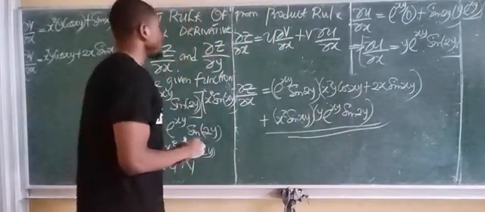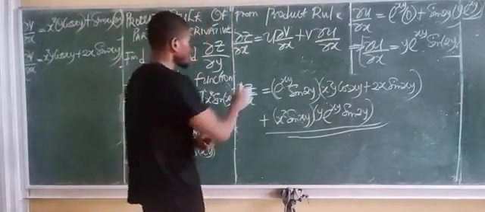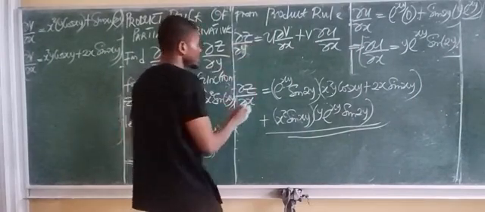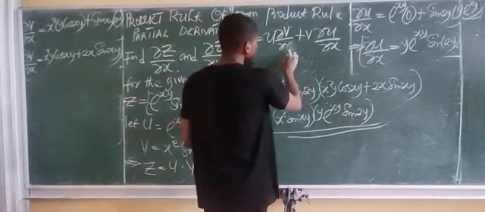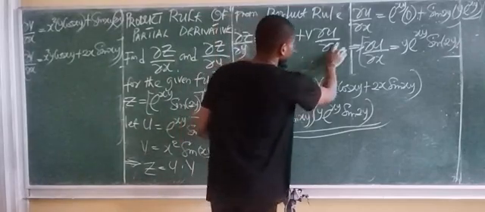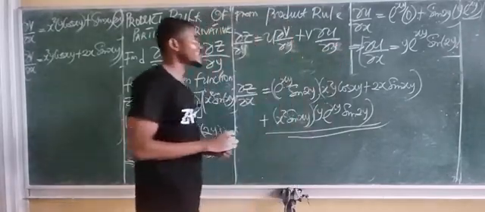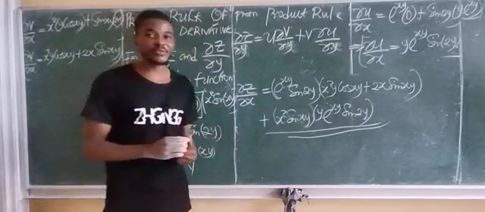So to find the partial derivative of z with respect to y, this is simply partial z partial y. The order changes a little bit. You simply have this to be partial v partial y, and this to be partial u partial y. So I think you can try this out yourself.